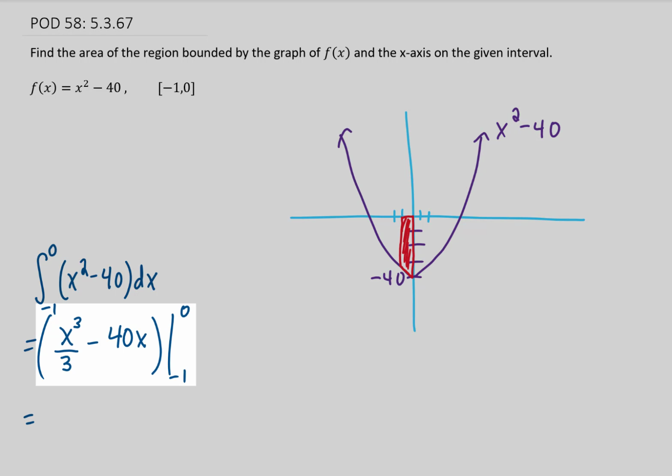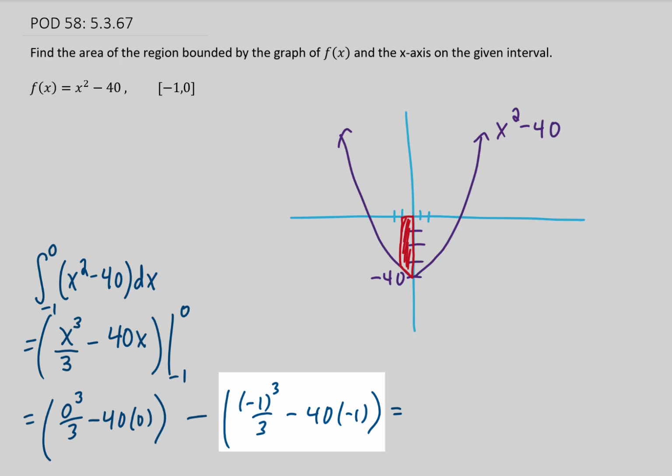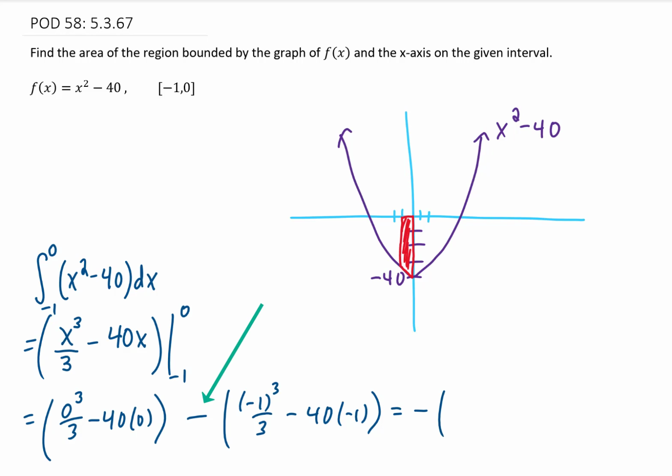Evaluating a definite integral means plugging this upper x value in right here first, subtracting, and then plugging in this lower limit of integration, this number right here, for x next. This first term just turns out to be 0. This next term, I'm going to leave the negative outside. Cubing -1 gives us -1, and then multiplying 40 by -1 gives us -40, so that turns that into a plus. So the value that the integral gives us is going to be 40 minus 1/3.